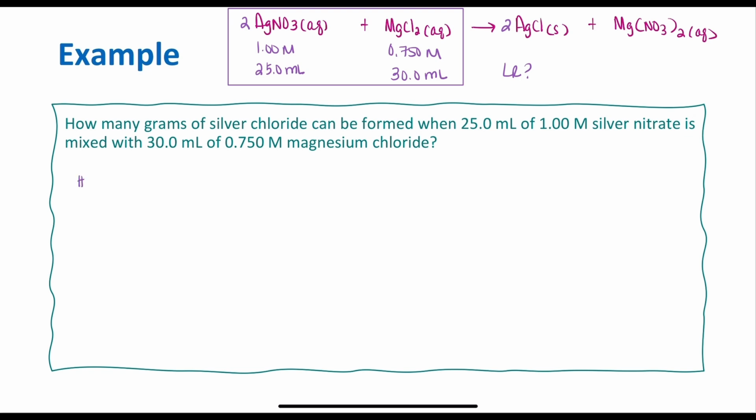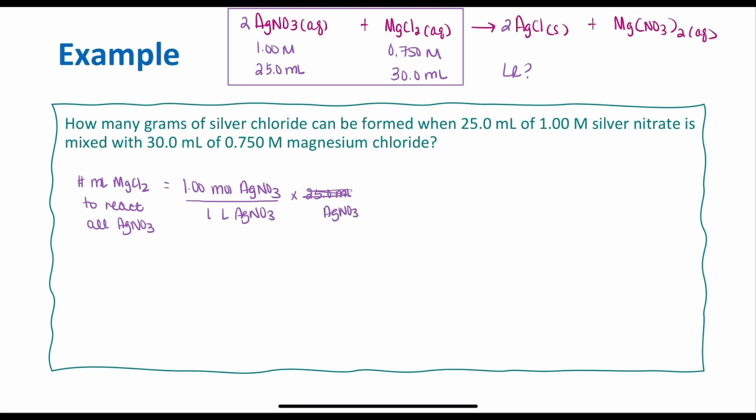I'm going to do it just by chance, solving the number of mils I need of magnesium chloride. How many mils of magnesium chloride do I need to react all of my silver nitrate? I have a 1 molar solution of silver nitrate, so 1.00 moles of AgNO3 per 1 liter of the AgNO3 solution. And I have 25 mils of the AgNO3 solution. Sorry, 25 mils needs to be in liters, 0.0250 liters of the silver nitrate solution.